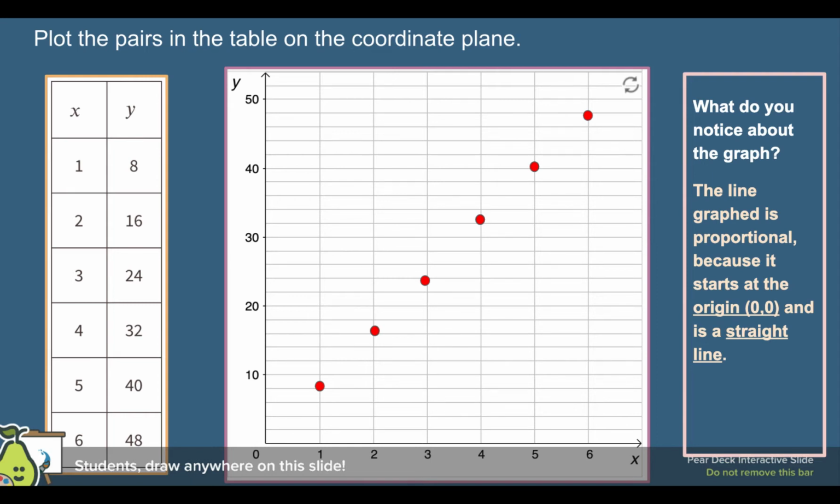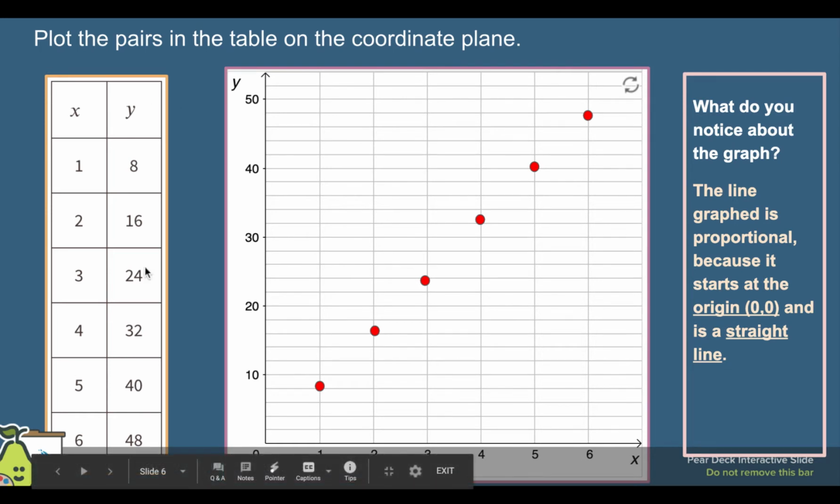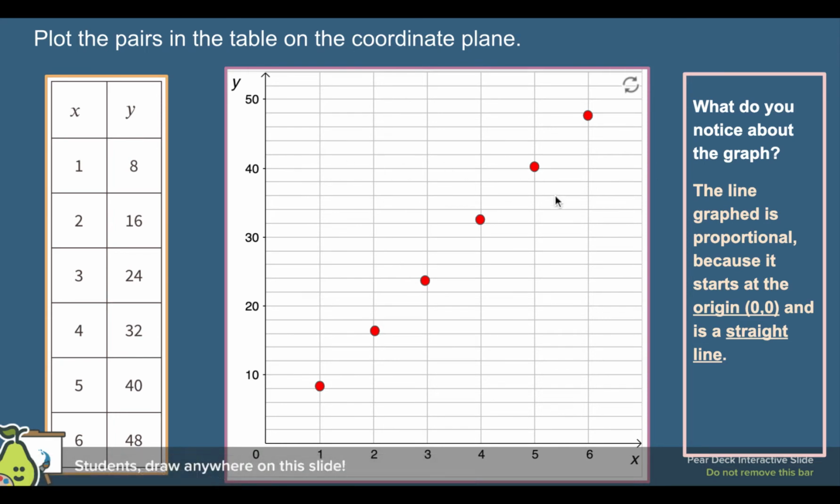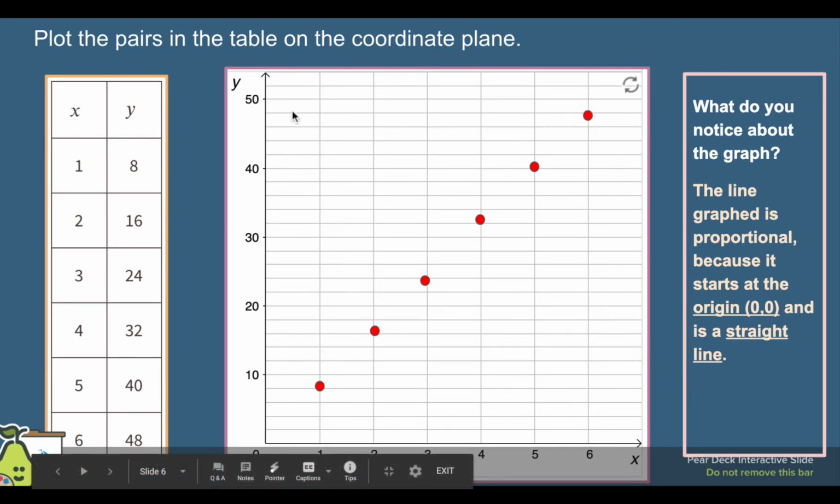So this last point here was to plot the pairs in the table on the coordinate plane. As we look at these points on the table, I know that my x's are these, and my y's deal with these numbers that are vertical. So I'm going to look at 1, and I'm going to go up to 8. These are counting by 2's. 2, 16, 3, 24, 4, 32, 5, 40, and 6, 48.